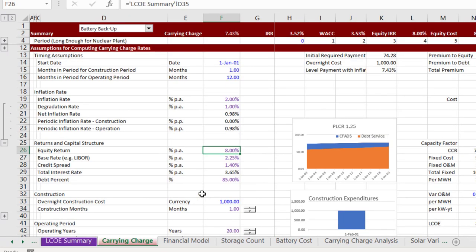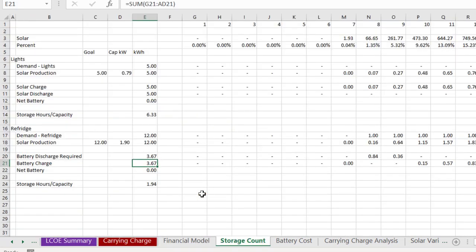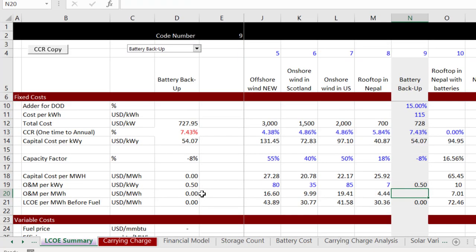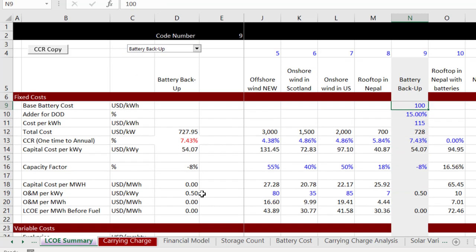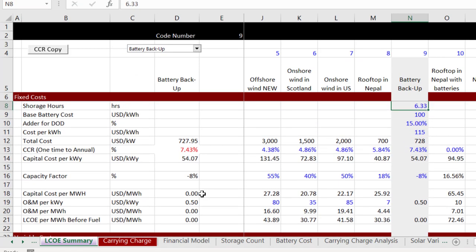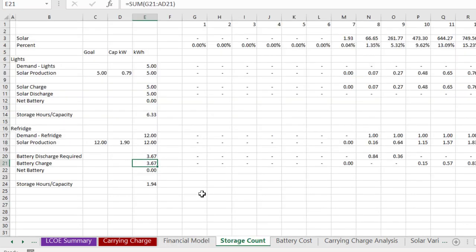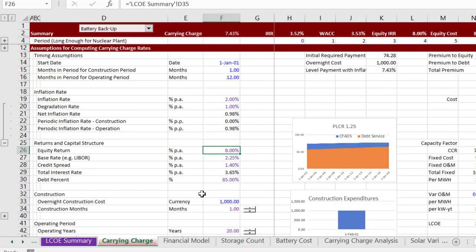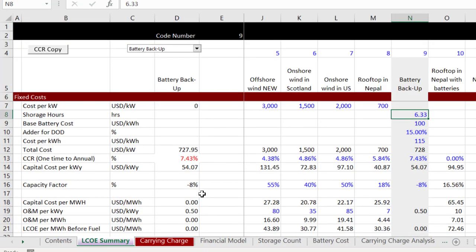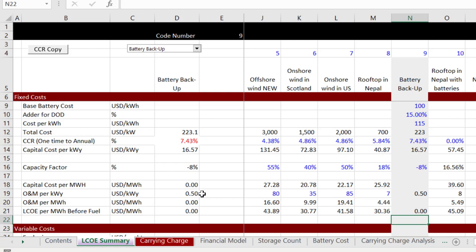So now let's put a really best case. Let's say we only need 3.67 of storage for our battery. So that, again, that's driven. Is that the right number I have? It was 1.94. We only need 1.94 kilowatt hours because a lot of the battery comes during the daytime, and we put in our carrying charge rate.